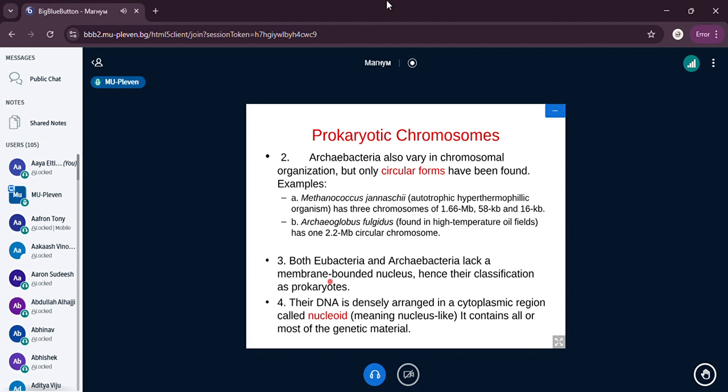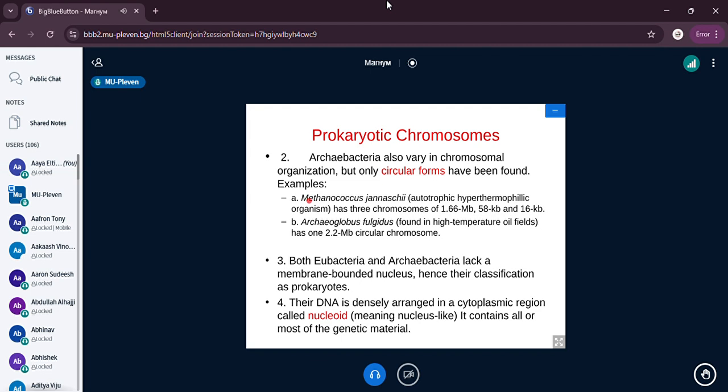Prokaryotes are classified into two big groups, Eubacteria and Archaebacteria. Eu means true bacteria, Archae means old bacteria. The old bacteria also vary in chromosomal organization, but their DNAs are only circular. And here are two examples.